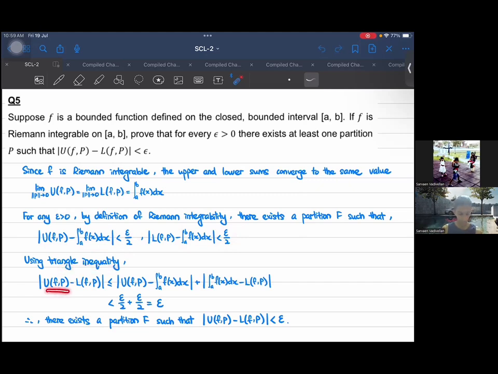the upper sum minus the lower sum is less than or equal to, if we substitute the values, epsilon over 2 plus epsilon over 2, which is epsilon. So therefore, there exists a partition P such that the upper sum of f minus the lower sum of f with respect to partition P is less than epsilon.